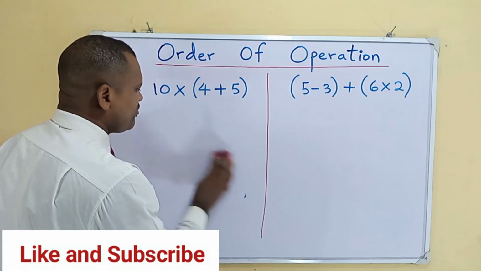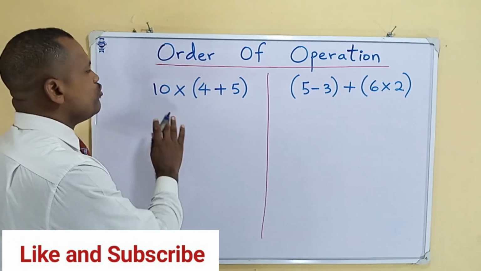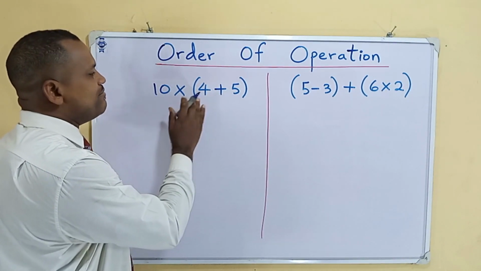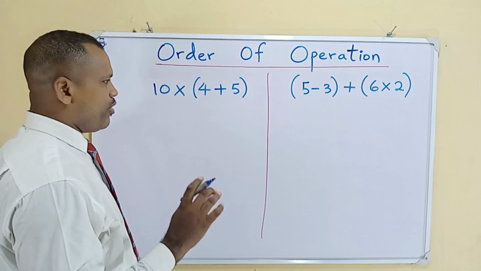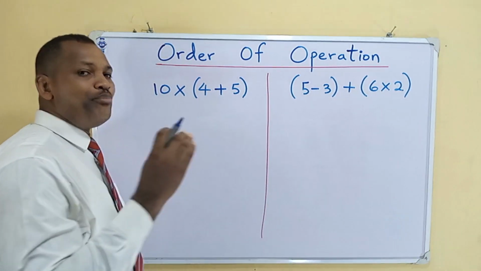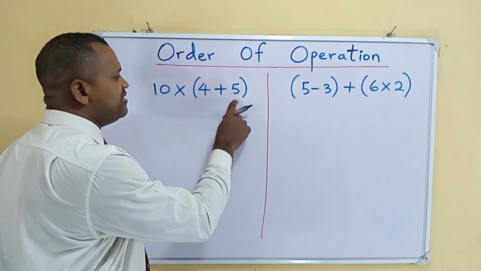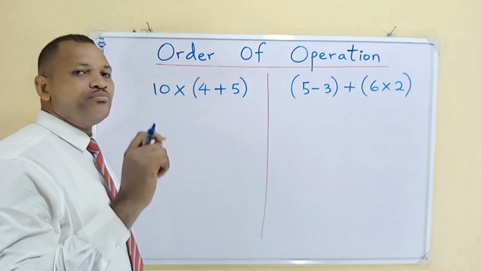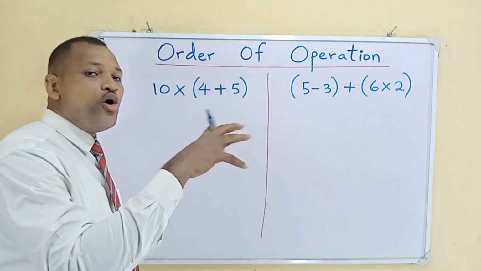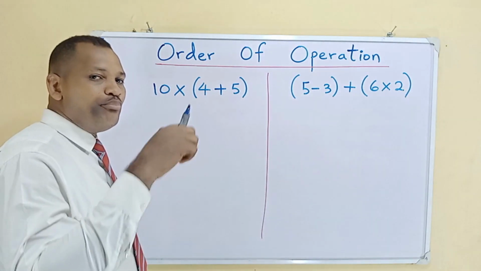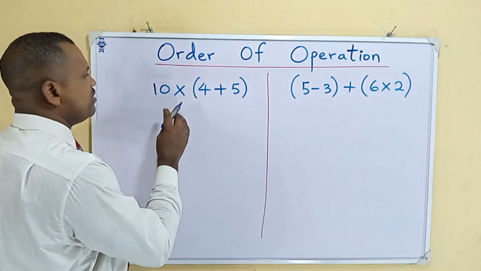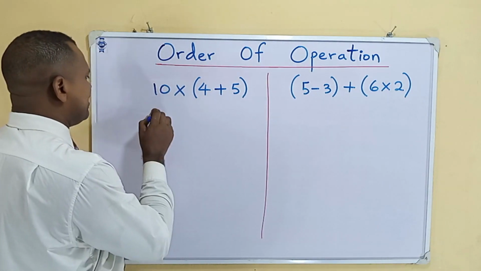So now with this problem, we will leave this 10 times this for now. We'll go ahead and handle the parentheses first. In other words, solving all the things inside the parentheses, simplifying all the things inside the parentheses. So this, you rewrite it, bring it down the way it is.